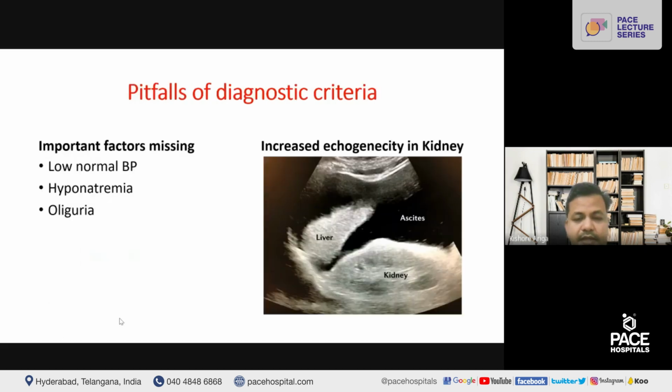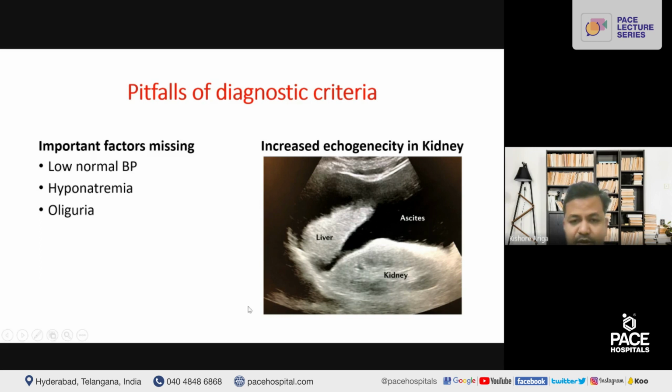Coming to other pitfalls in the diagnostic criteria, important factors are missing from this diagnostic criteria, like lower normal BP or the sodium level or oliguria. And as I've already told, from the 1996 criteria, urinary sodium values are missing, which are important for the diagnosis of these patients. Another important diagnostic criterion is the normal ultrasound of the kidney.